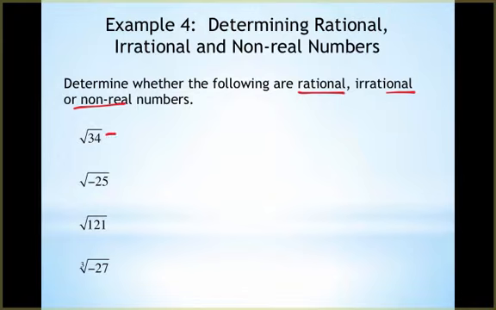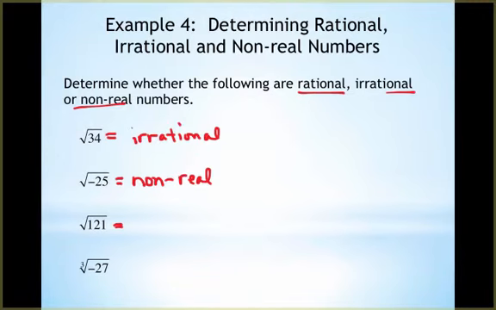So the square root of 34, I want to ask myself, do I know a number times itself that would give me 34? And there is one, but it's a decimal, so that would be irrational. 34 is not a perfect square. How about the square root of negative 25? Well, we know that the square root of a negative number is non-real.